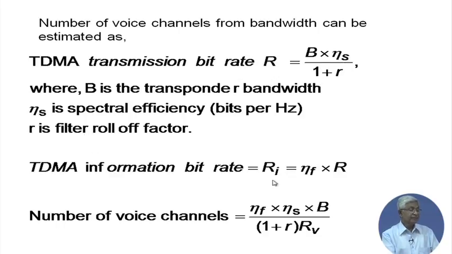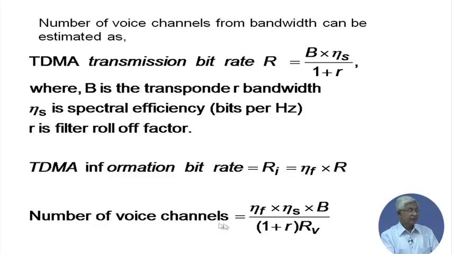And then the information bit rate, as we have seen earlier, is eta F, that is frame efficiency, times the transmission bit rate, which you have just now got in terms of bandwidth, from the bandwidth and filter roll off and the type of modulation that is used.